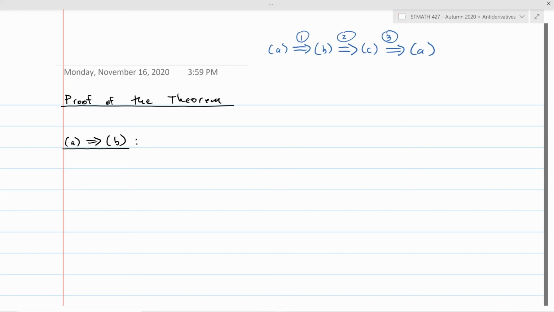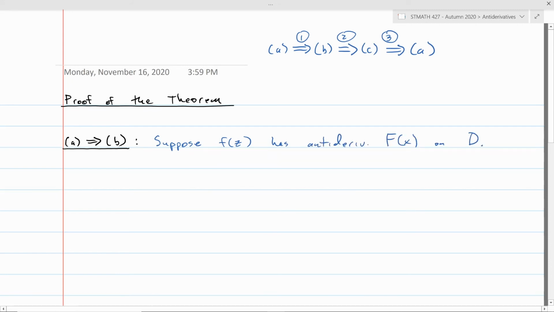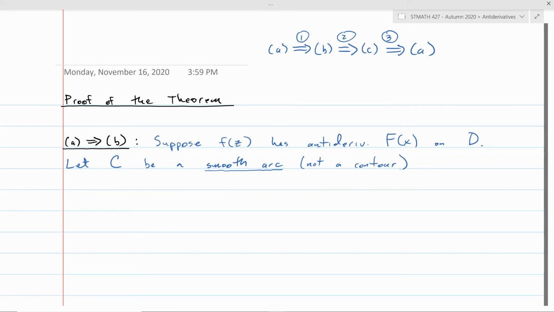So anyway, A is the statement that the function little f has an antiderivative big F in the domain, and part B is that contour integrals are independent of path in that domain. So let's suppose little f of Z has antiderivative big F of Z on our domain D. And for now we're going to take C to be not just any old contour, but a smooth arc. Remember, a contour is a piecewise smooth arc. So you get a contour by just stitching together a bunch of smooth arcs.